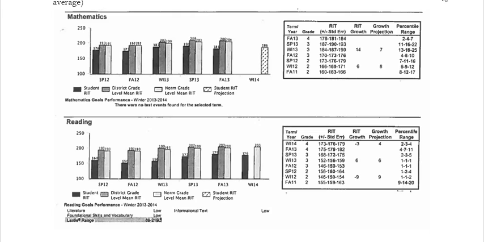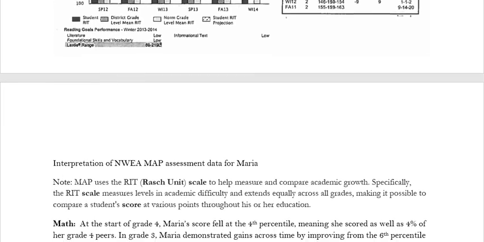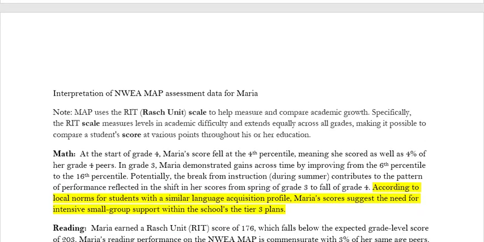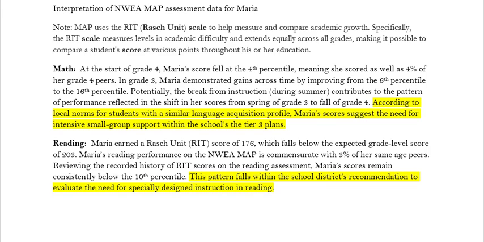On this assessment, we can interpret the RIT, Rasch Unit Score, and the percentile range score. So let's look at how to make some interpretations and think about what these RIT scores mean for Maria in the areas of math and reading. So in math, at the start of grade 4, Maria's score was at the 4th percentile. That means she scored as well as 4% of the same age peers who took the test, or 96% scored better than she did.